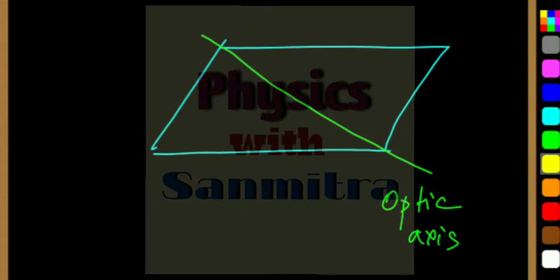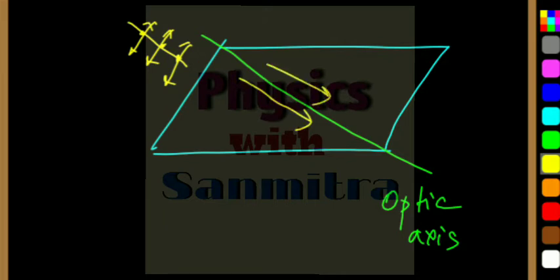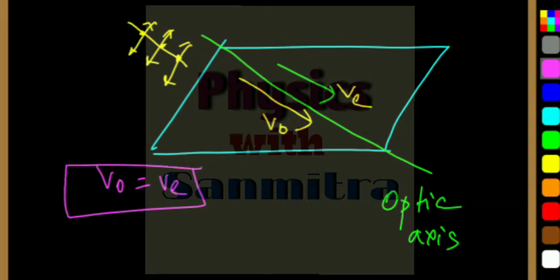Optic axis is such an axis that if the incident ray, let's say this is the plane polarized or unpolarized light, is parallel to this axis, then parallel to this ray I can say the velocity of the O ray and the velocity of the E ray will be equal. That is, VO is equal to VE. The velocity of the ordinary ray and the velocity of the extraordinary ray both will be equal. That is in the case of the optic axis.